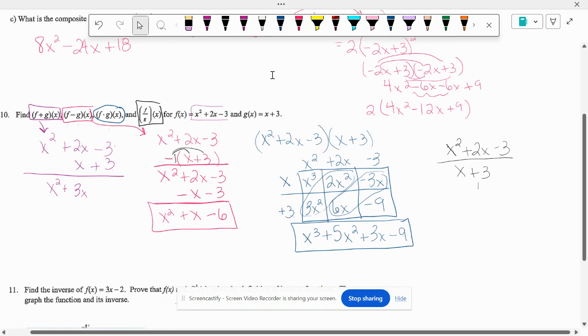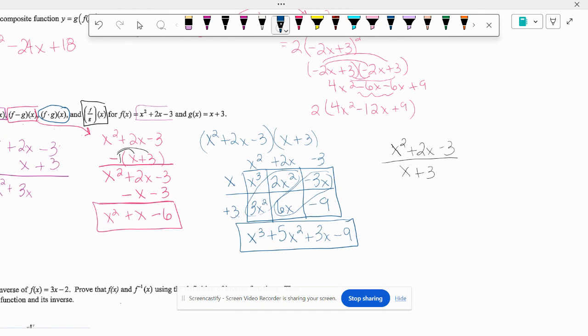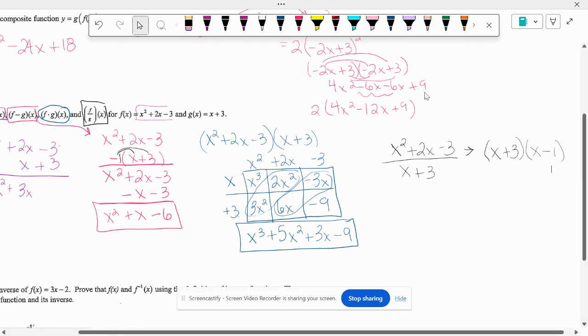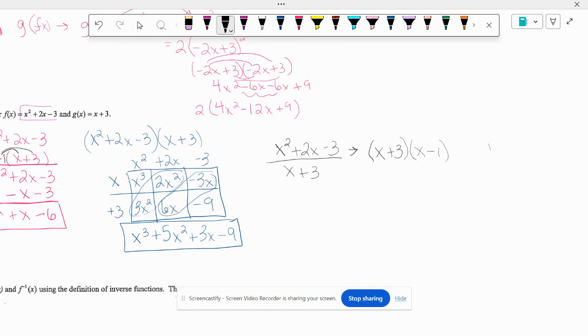So the only way that you can do that right now, that what you guys know, is I can factor this. X squared plus 2x minus 3 came from the two factors, the two binomials, x plus 3 times x minus 1. And remember, if you don't believe that, you can always put this into a box and check it.